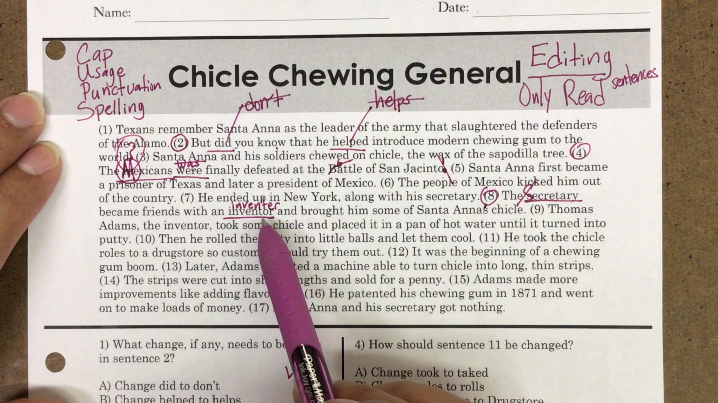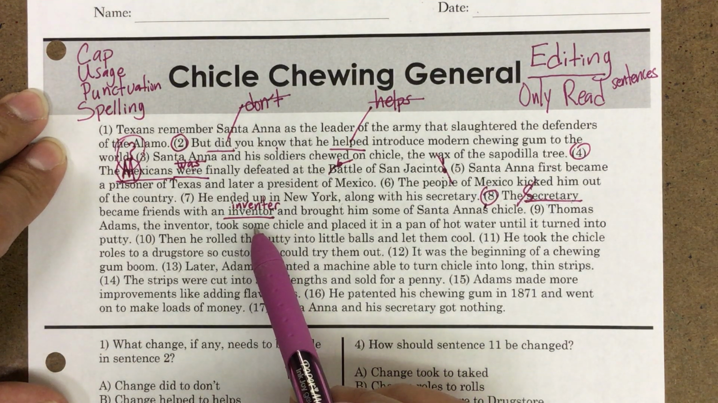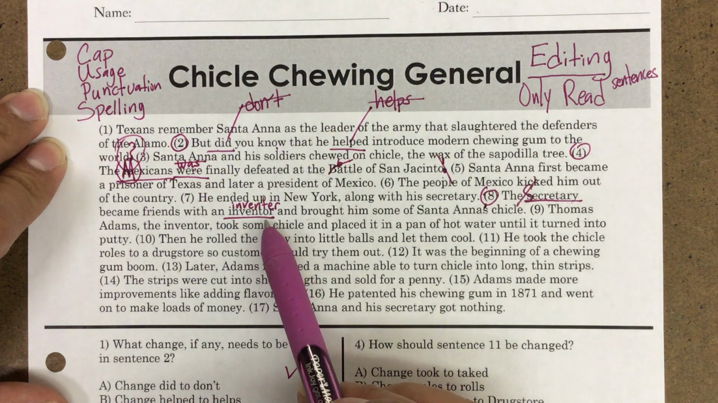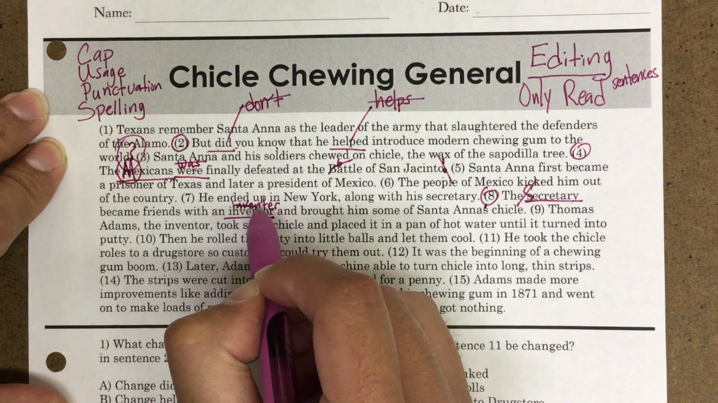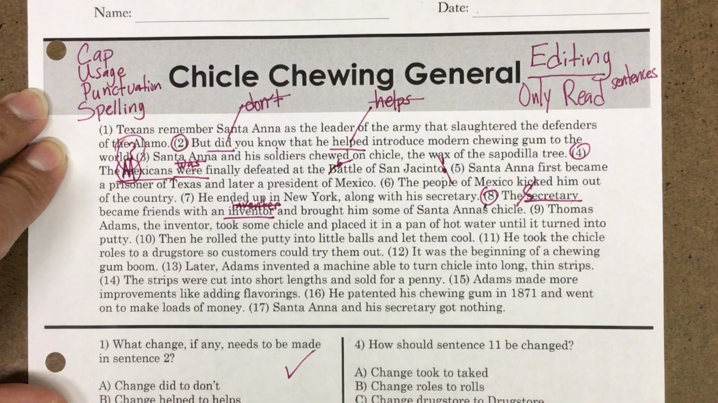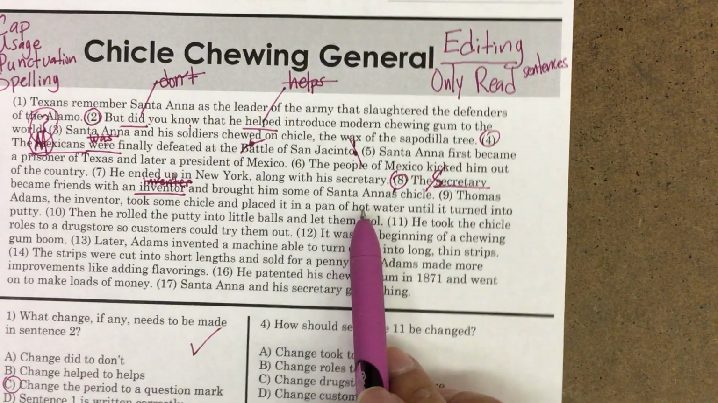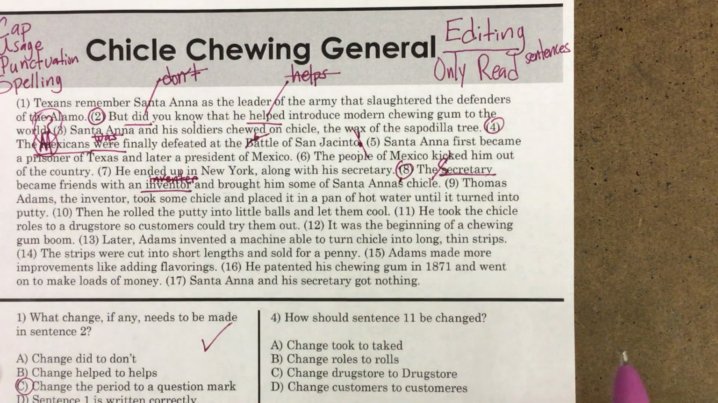Now, you can use your dictionary to check the spelling. An inventor is spelled with an O, not with an E, so that's the wrong spelling above, so it's already written correctly, it's spelled correctly, so cross that possible edit. Now, let's look at Santa Anna's chicle. It's either adding the apostrophe or the sentence is written correctly and we don't need to change it.